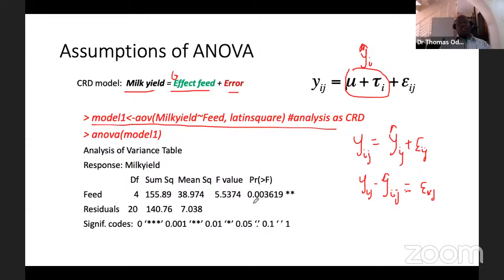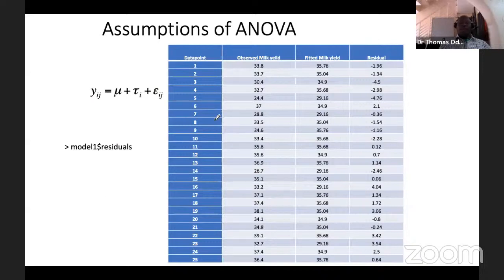So here we say, oh, there's a significant effect of the treatment. And then R goes ahead and gives you at what level it considered the significance. So it gives you 0.001. If we look at the different data points I tried to generate, there are 25 data points here. I remember the first observed milk yield was 33.3. The fitted model will tell us that it's 35.75, and the difference here is negative.